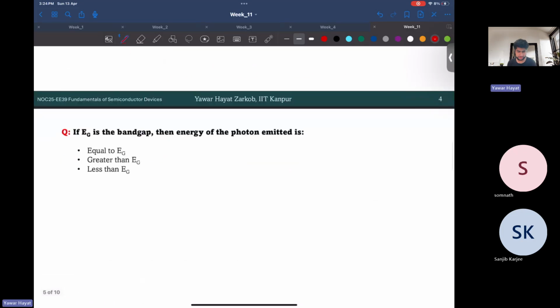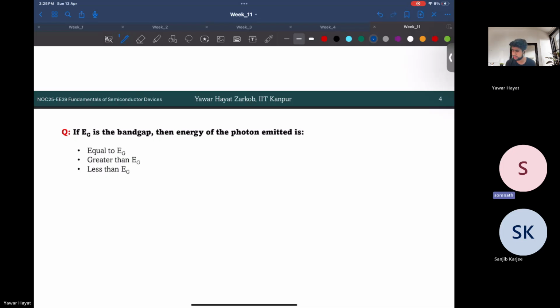So with that, let's move on to the next one. The next question is, if Eg is your band gap, then the energy of the photon emitted is... Greater than, sir. Yeah, it is greater than. And what is this energy precisely equal to? And before that, why is it greater than energy Eg? Why not less than?